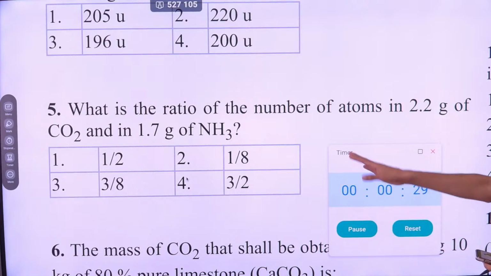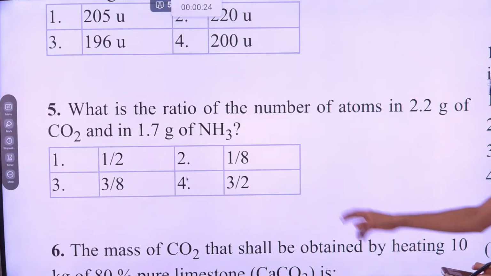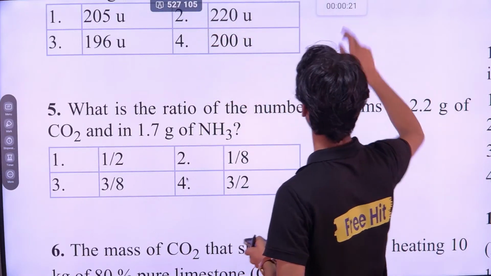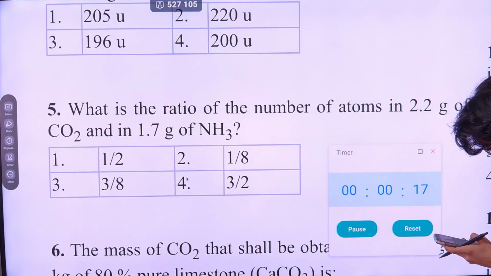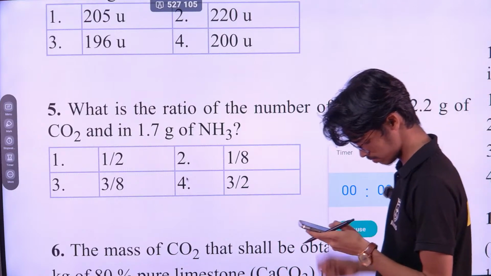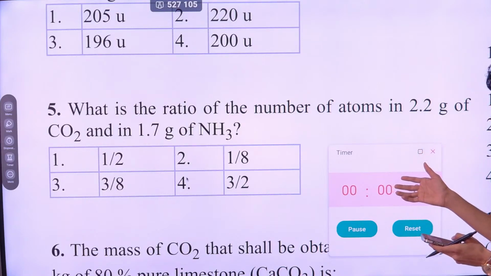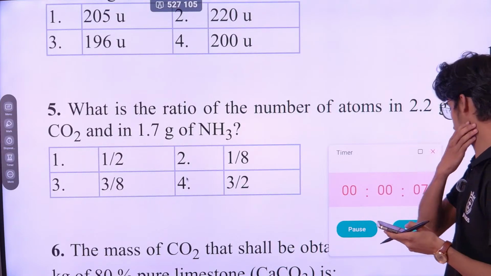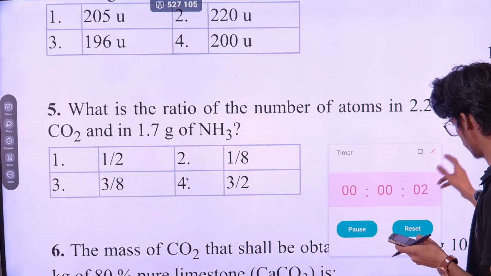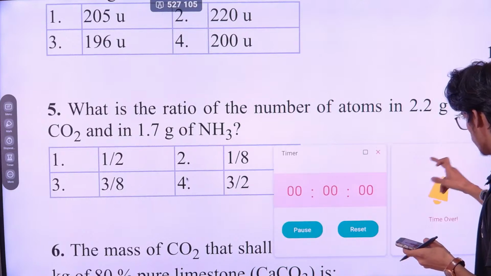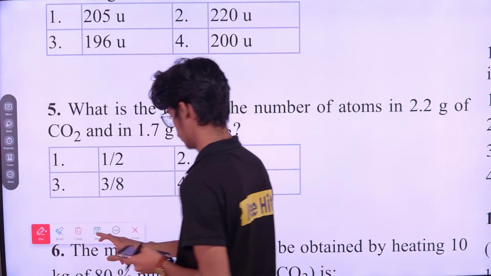You just have to find the ratio of the number of atoms in this much carbon dioxide and this 1.7 gram of ammonia. Let's see who has got some answer. Quickly, if you are in an exam, try to do this in like 30 seconds. It's not a tough question. So 3, 2, 1. Okay, time's up. Now let's see what the answer is.